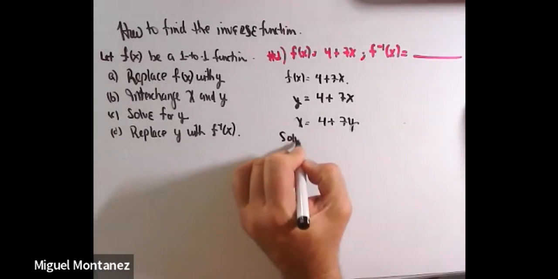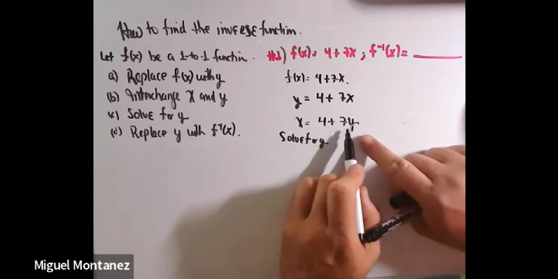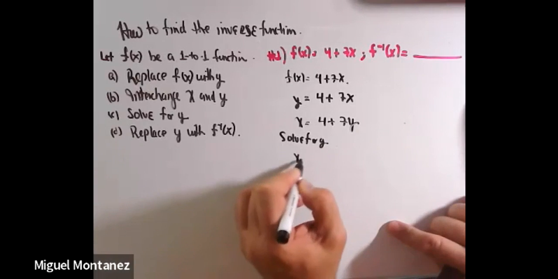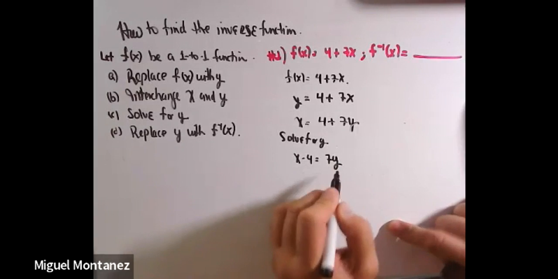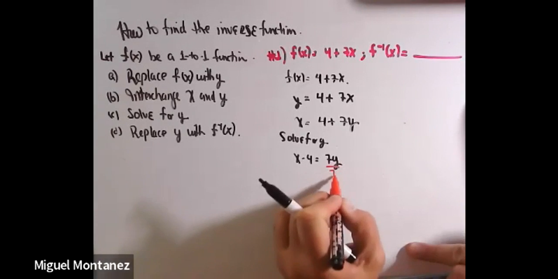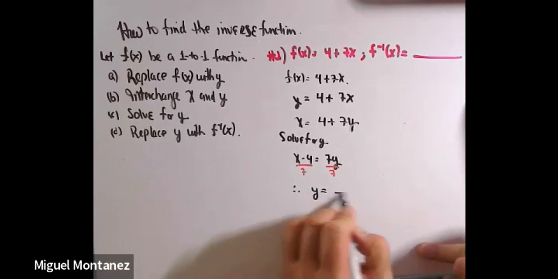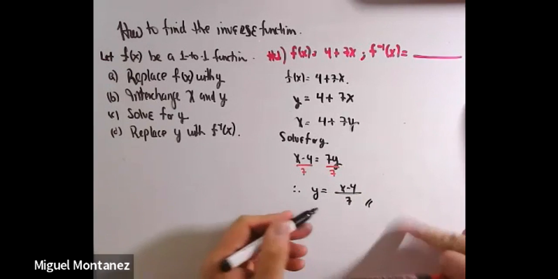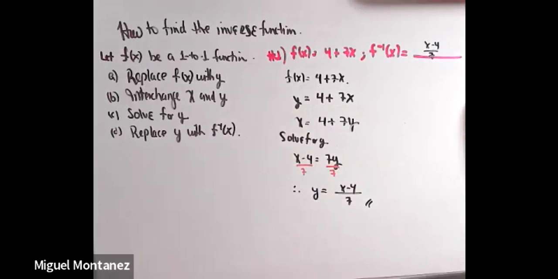And here we need to solve for y. If I were to isolate the y, what do I need to do with this 4? We can subtract, so it'll be x minus 4 equals 7y. Last but not least, we can divide by 7 to isolate the y. So y equals x minus 4 over 7, and we're done. This is my inverse function, x minus 4 over 7. That's all it is.